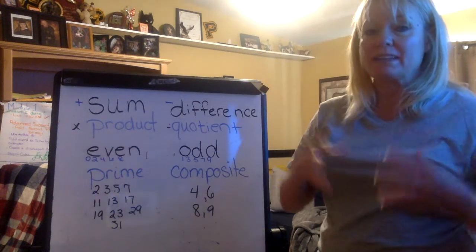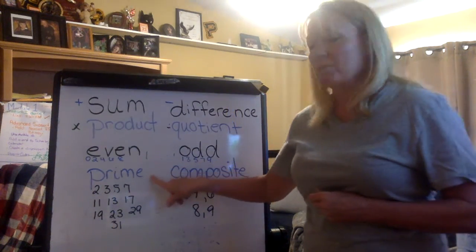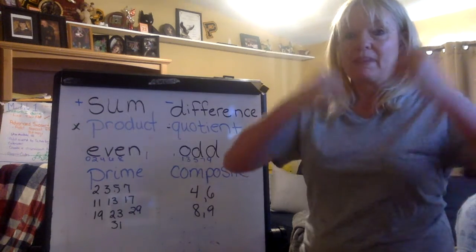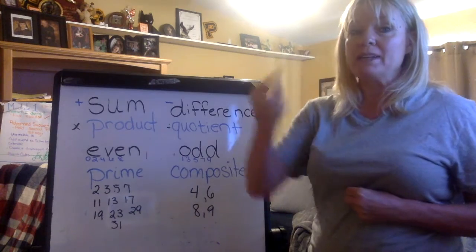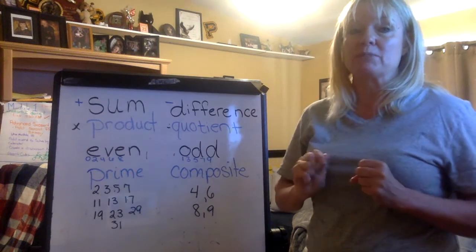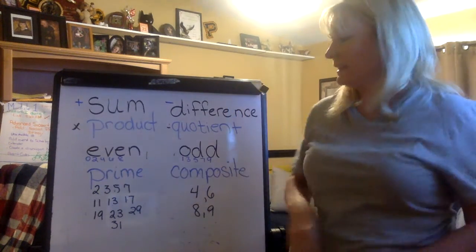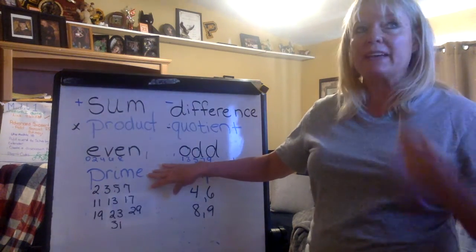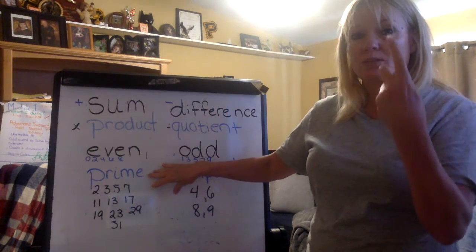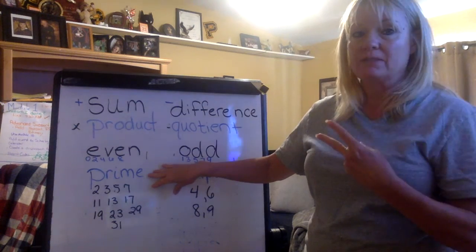So let's try that together. These numbers are prime. These numbers are prime. Their factors are 1 and only themselves. These numbers are prime. Now, what that means when I say it's a prime number, the definition of that is it only has 2 factors, 1 and itself.